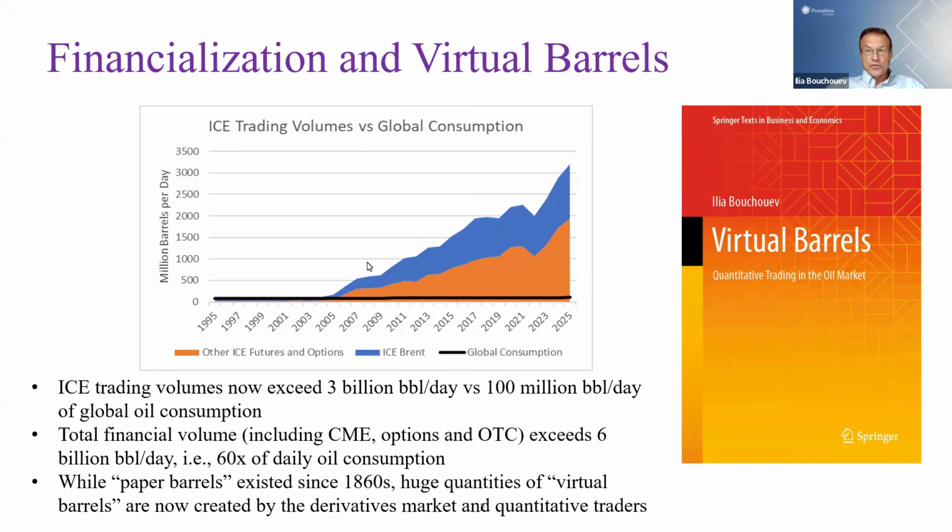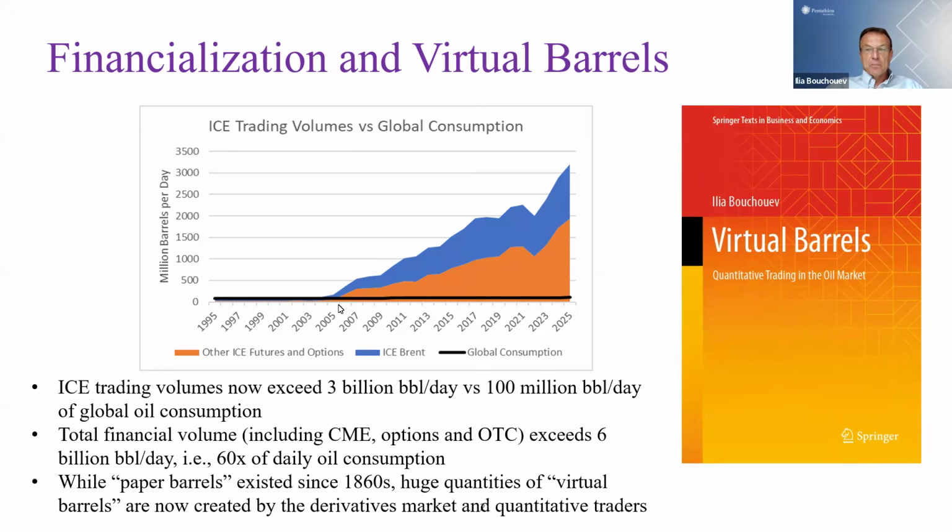Just to put things into perspective, when I started my career in the mid-90s, that ratio of financial to physical consumption was roughly 1-to-1. Today, it is 60-to-1. So that gives you an idea how important these financial barrels have become over the years.